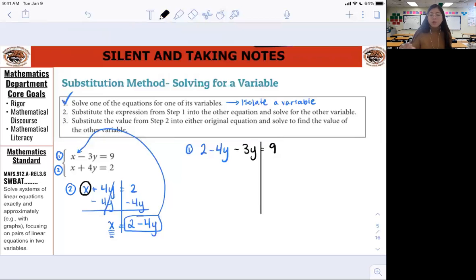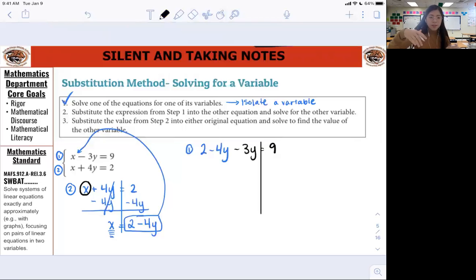So why did I subtract 4y? We had to do the opposite. The opposite of what? Addition. Of addition, exactly. Since I had x plus 4y, I needed to take away 4y in order to move it around. And that's all we did. That was literally all I did.